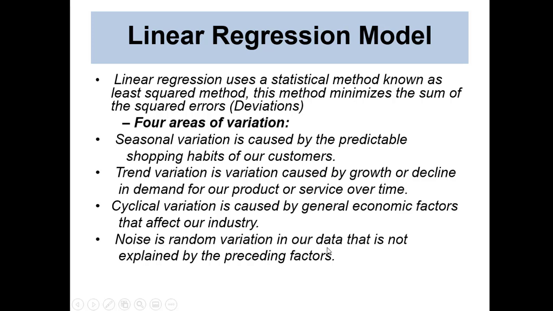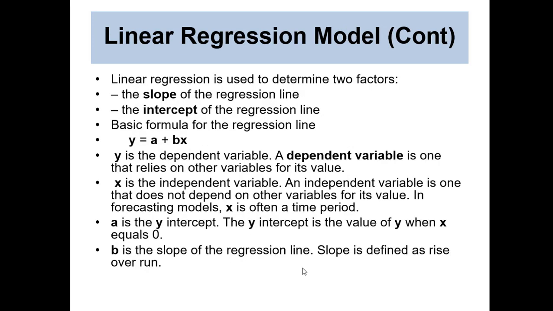Noise is a random variation in our data that is not explained by the preceding factors. So we know nothing about the noise factor. Maybe some random variation, some random fluctuation will occur, and we will check those random variations, and we will be using different techniques in order to remove that noise factor from the data.